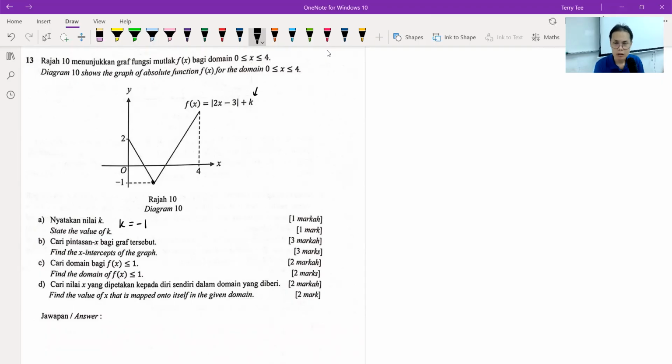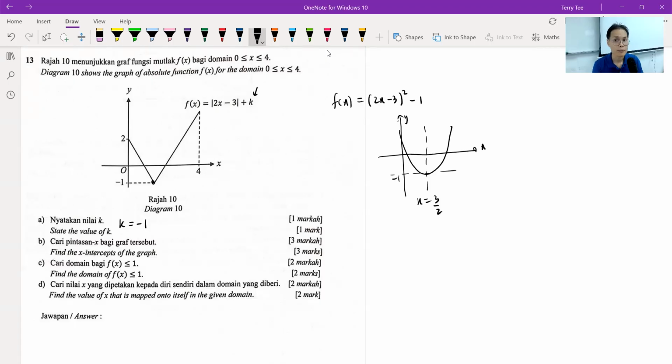Okay, now in a way, the modulus graph behaves in a similar way to a quadratic function. So if today I draw 2x minus 3 squared minus 1, this is a quadratic function graph with your axis of symmetry at 3 over 2 and the minimum value at -1. So you can draw like this. This is your y-axis and x-axis. So it looks something like this. That is -1. Okay, but for a modulus graph, it's a V-shape.